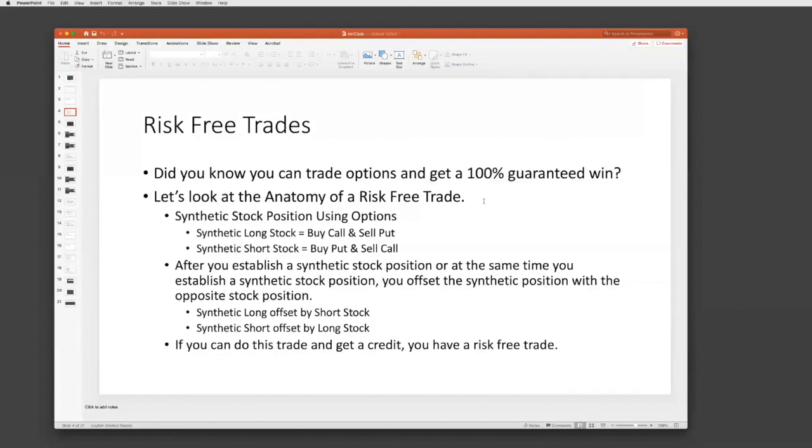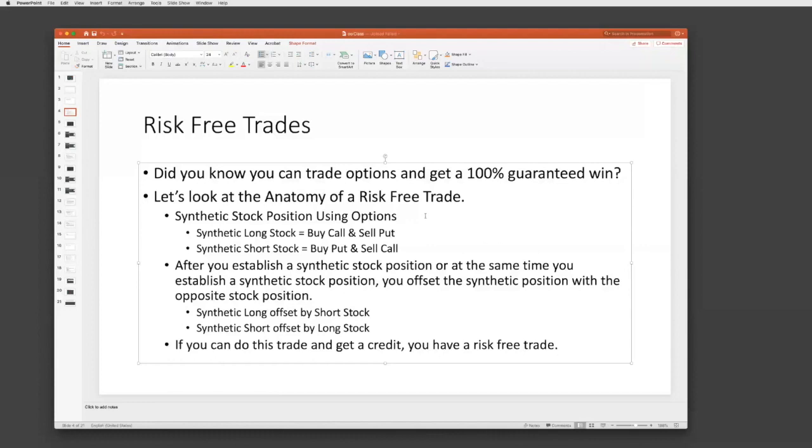And so today we're going to cover the risk-free trades. We're going to look at the anatomy of a risk-free trade and the way that there's multiple ways you can do this, but the one I'm going to talk about today is using synthetic stock positions. So you can create an option position that is identical risk-reward and probability behavior as a purchase of a stock. And they call them synthetic stock positions.